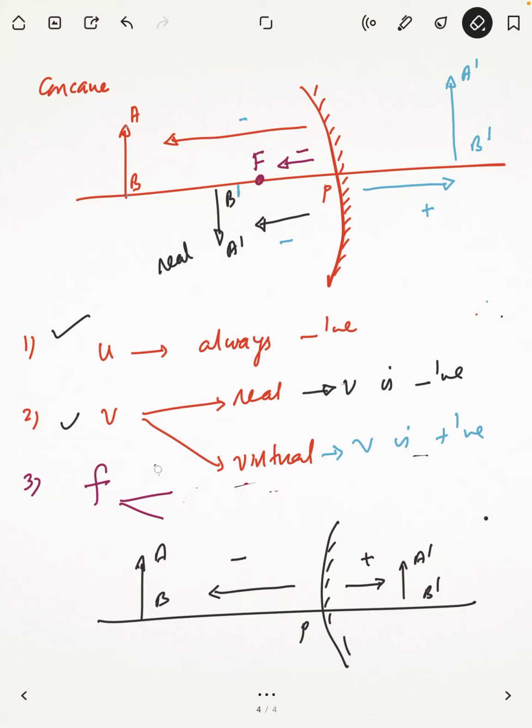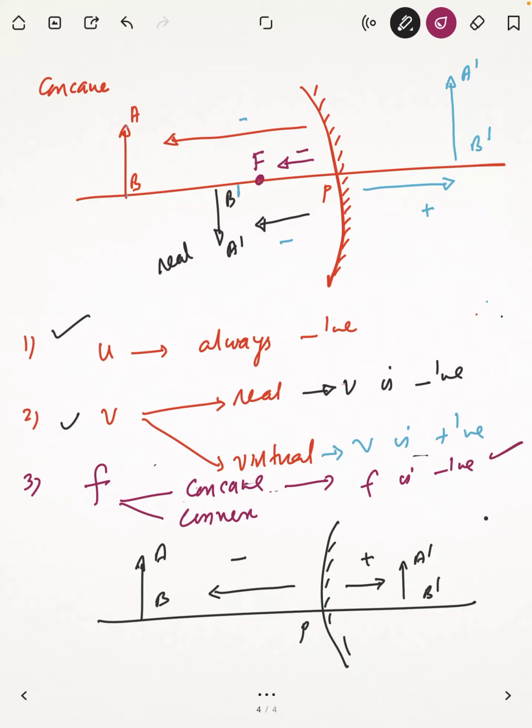So you have focal length for concave and you have convex. For concave mirror, the distance to the focus we are measuring toward left side. So for concave, focal length is negative. Very important point. For convex, the principal focus is on right side. So distance from P to F we are measuring toward right side. So it is positive. For convex, the focal length is taken as positive.